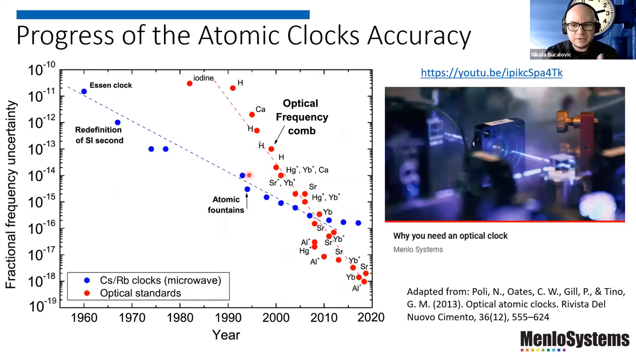And here is basically the evolution of the performance of the cesium-based standards and the optical clocks. And you see that the situation is getting close to the redefinition of the second. So at some point in the future, the second will be redefined, because you have seen that nowadays the optical clocks are reaching performances at the level of 10 to the minus 18th.